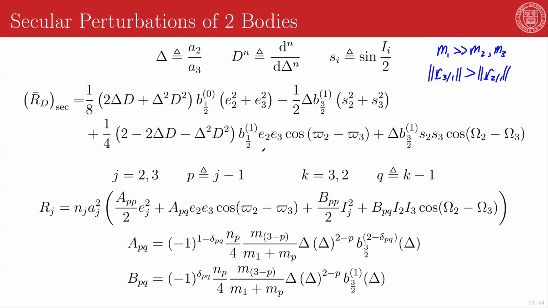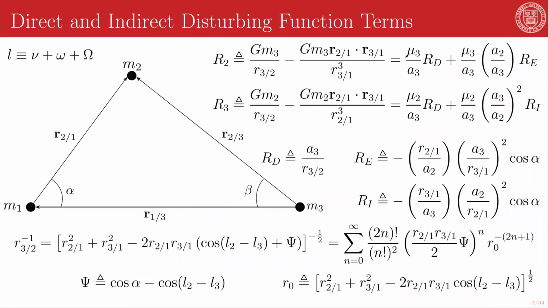And as before, there is no indirect part because there are no indirect terms that are not functions of the lambdas. We use this averaged R_D secular term to recreate our R2 and R3 disturbing functions. Recall that they had this form. There are no indirect terms now, so we only have R2 is equal to mu3 over a3 times R_D, in this case R_D average secular, and R3 is going to be mu2 over a3 times the same R_D secular.